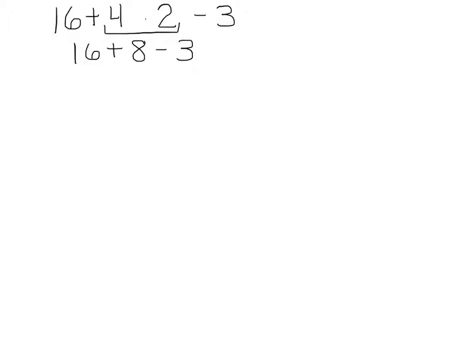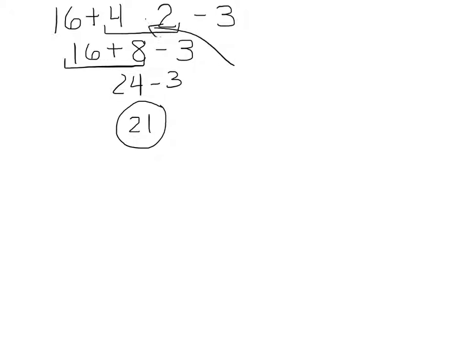Well, now I come down to plus and minus, addition and subtraction. Well, in this case, I want to work left to right. Addition comes first, so I do that first. So I get 24. Now I worry about my subtraction of 3, and that's where I get my final answer. But the key is I did the multiplication first, because that was earlier in my PEMDAS, earlier in my order of operations.